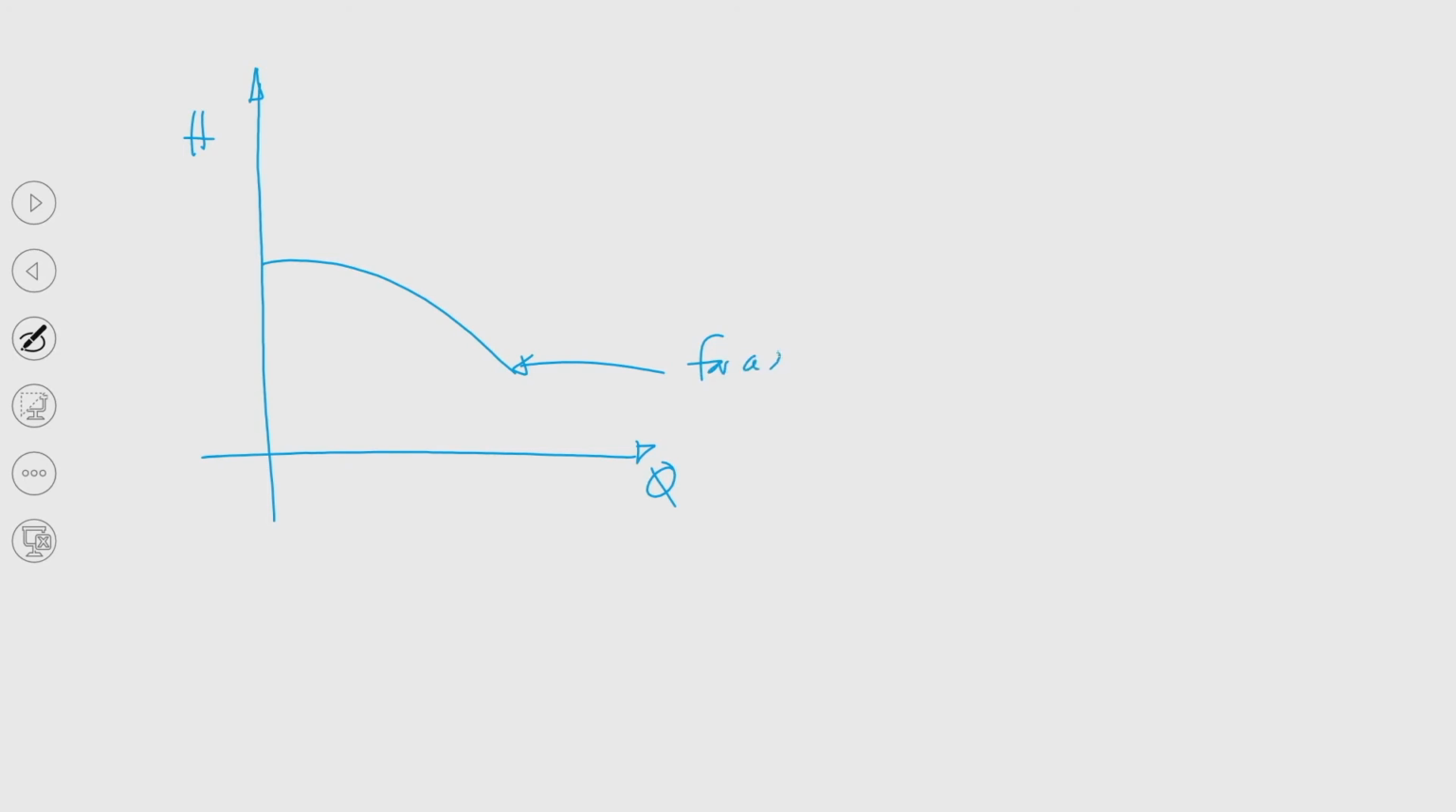So, basically if I try to draw the H-Q curve, this is H, this is Q, this is H, and this is for a single pump, right, and this is the resistance, the system resistance curve.